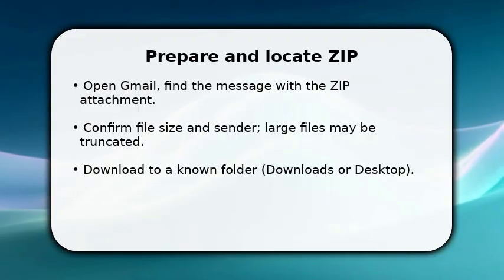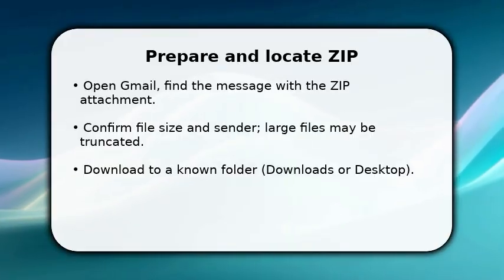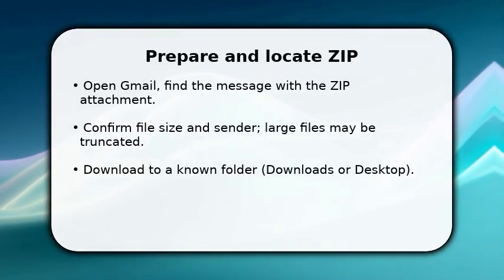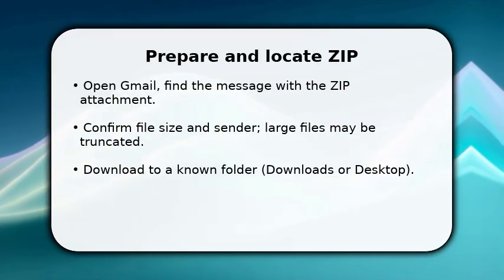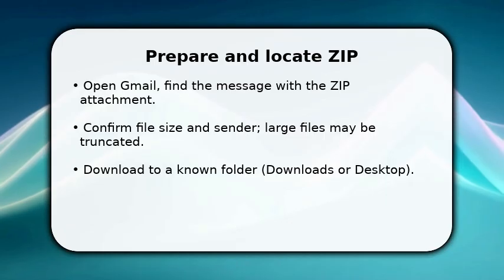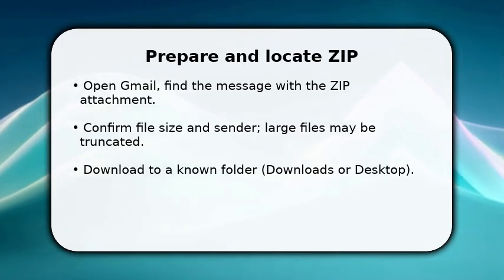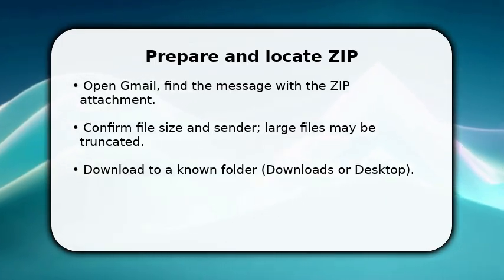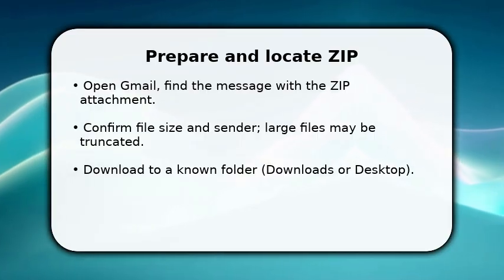Enjoy the video. You start by locating the message and confirming the attachment is a zip file. You must download it rather than preview. Once you click the download arrow, make sure the browser saves it to a folder you can access easily, like Downloads or Desktop. If Gmail shows a Google Drive link instead, choose Download from Drive.